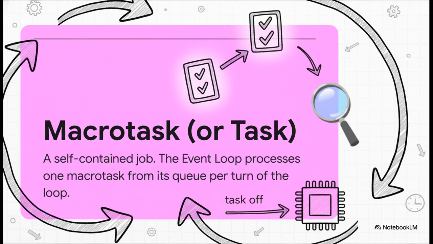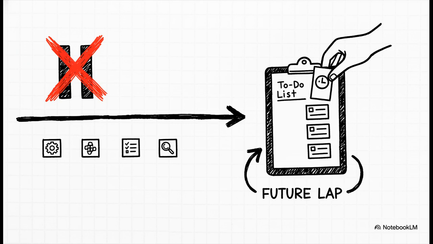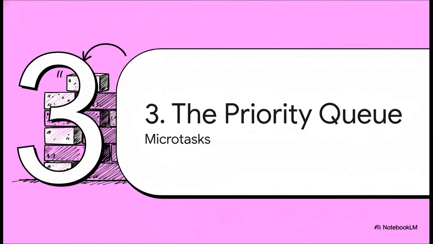Pretty simple so far. A perfect example of this is setTimeout. When you call it, you're not actually telling JavaScript to pause. No. What you're really doing is saying, hey, can you add this function to the to-do list and run it for me on a future lap of the event loop? Now, if that were the entire story, this would be a very short explainer. But things are about to get a little more interesting, because it turns out some tasks get to cut to the front of the line.